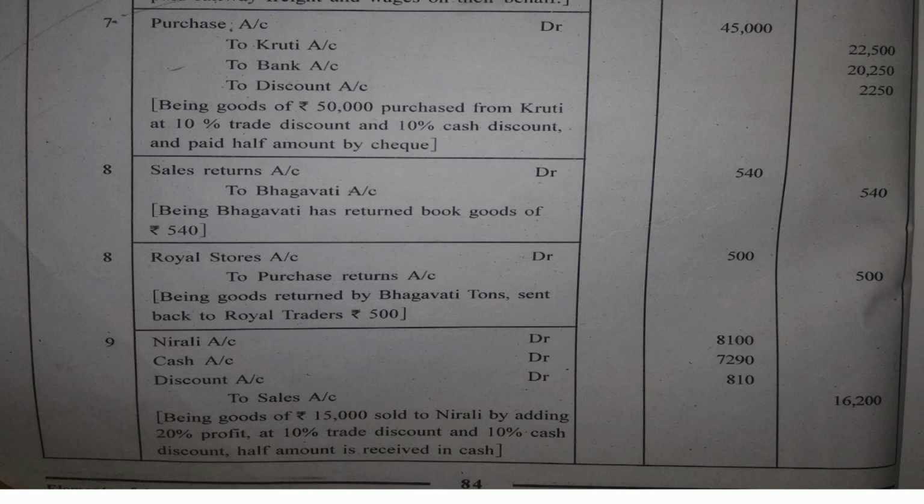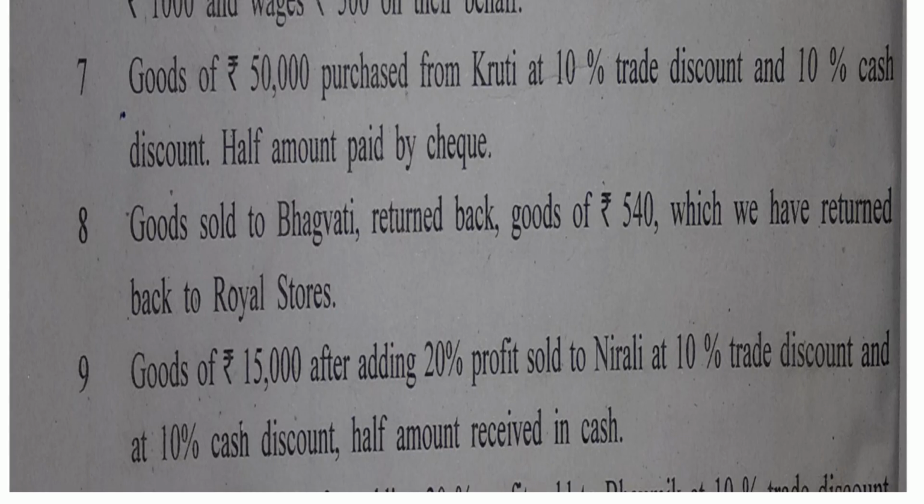Simply what I'm trying to say is that Bhagwati returned goods of rupees 540 out of goods purchased for rupees 16,200. So how much amount should I return? How many goods should I return? Of course, I will have to cross multiply. 16,200 then 540. So 15,000 what? 500. Yes? Let us move towards the next transaction.